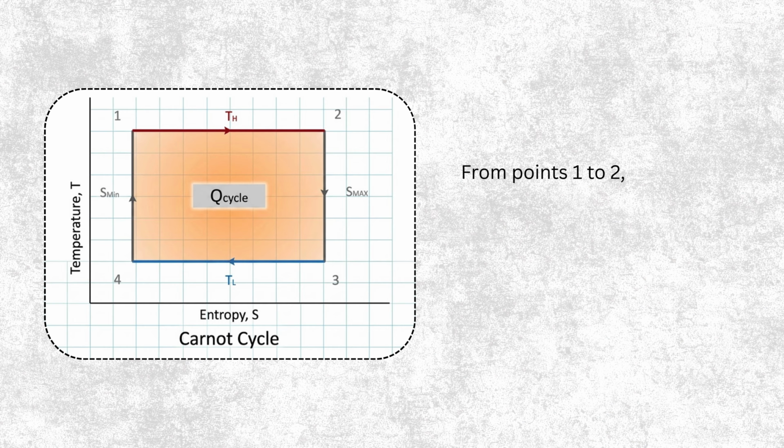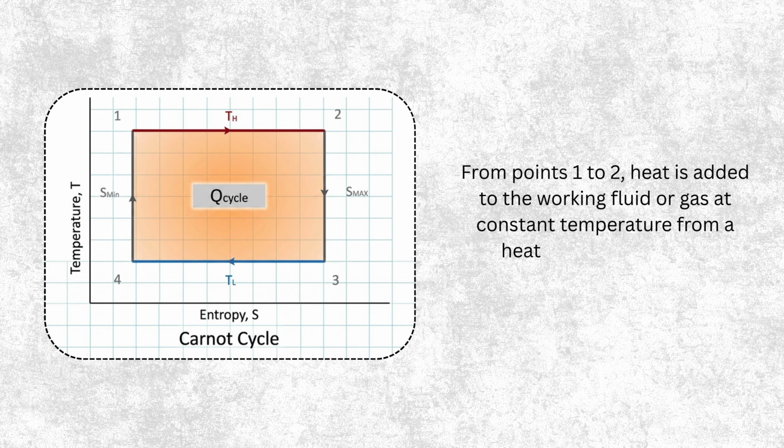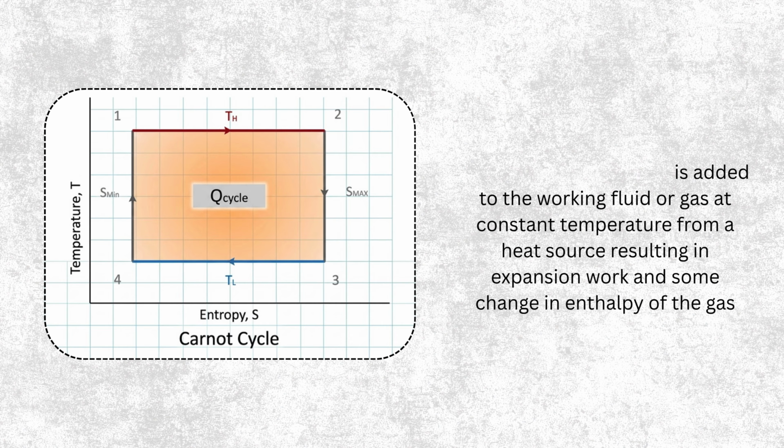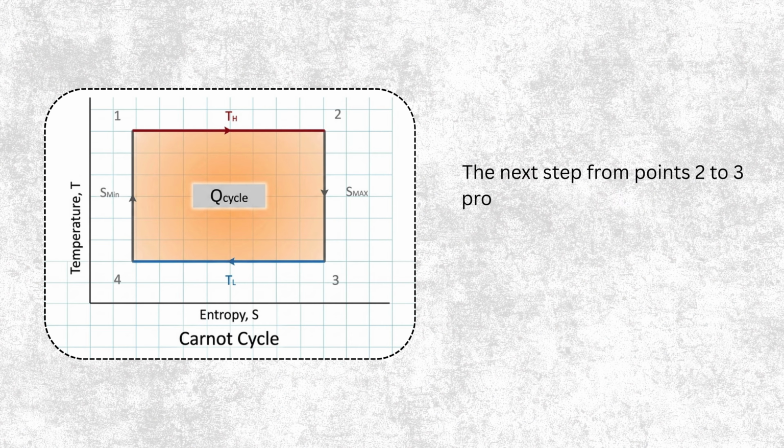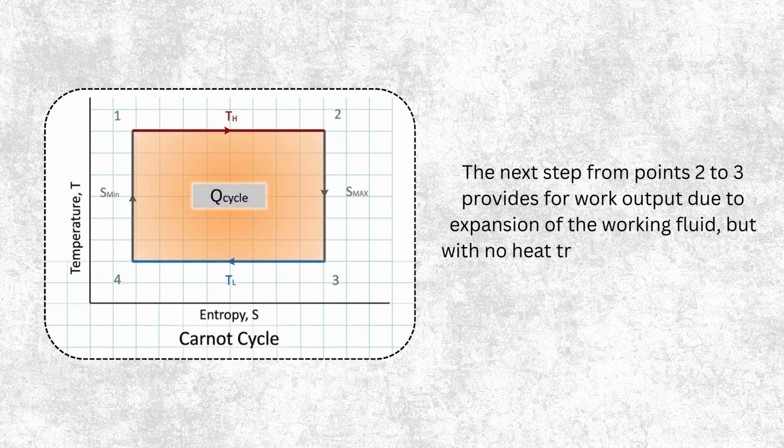From points 1 to 2, heat is added to the working fluid or gas at constant temperature from a heat source, resulting in expansion work and some change in enthalpy of the gas. The next step from points 2 to 3 provides for work output due to expansion of the working fluid, but with no heat transfer out of the fluid and no change in entropy.